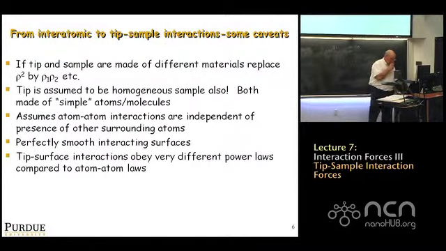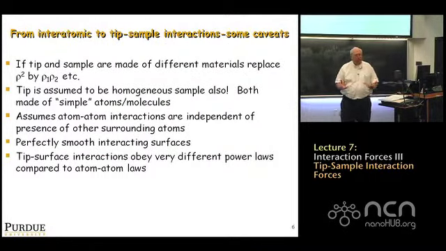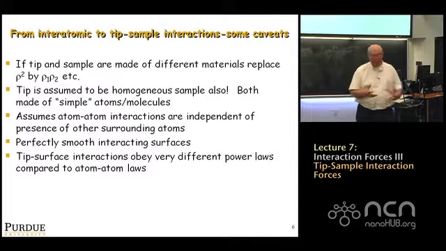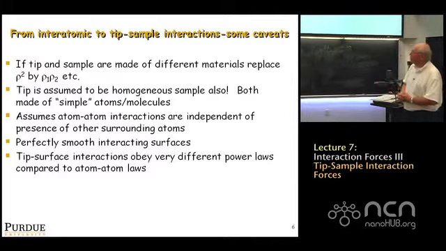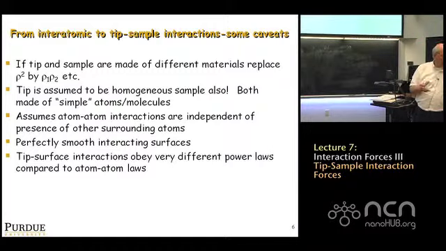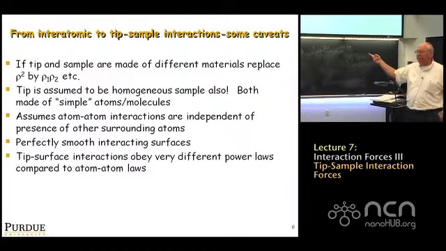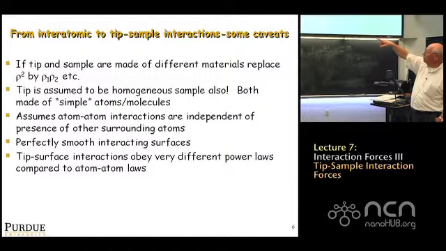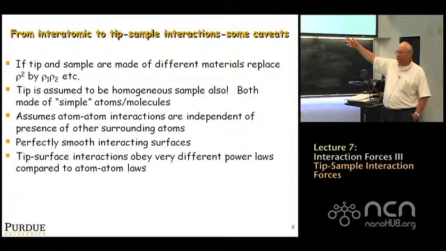So, a couple of obvious things. I hope they're obvious, right? If the tip and the sample are made of different materials, the calculation I did assumed the tip and the substrate were the same materials. So we use the same number density rho. If they're different materials, you have to replace rho squared by the product of rho 1, rho 2, where rho 1 is the number density of the atoms in the tip, rho 2 is the number density of atoms in the substrate, right?